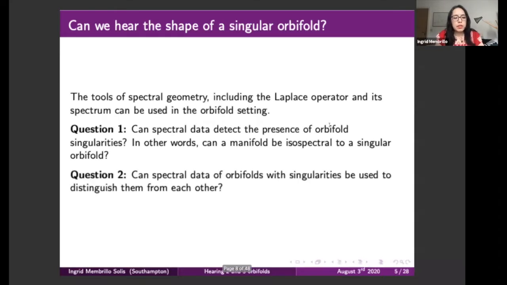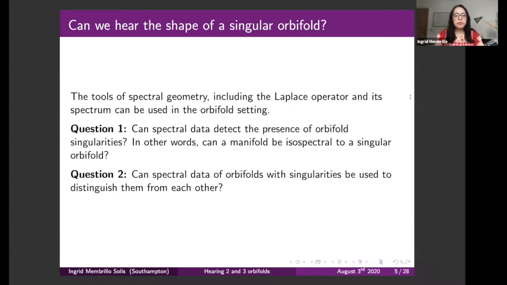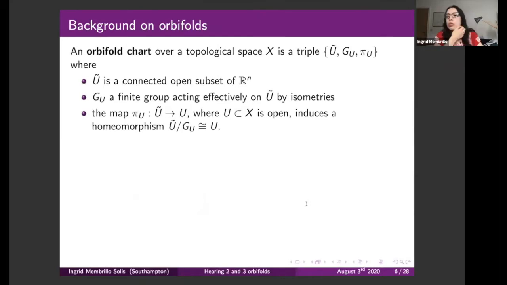But there is also another question related to the spectral geometry of orbifolds. The other question is the following: can spectral data of orbifolds with singularities be used to distinguish them from each other? In this talk, I will try to focus on the first question, but of course there are many other results related to the second question. Okay, so now that I have given a brief idea of what I am interested in and what we are going to see today, let's start with a bit of background on orbifolds.